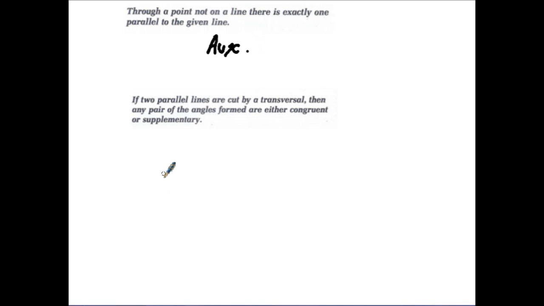Now, our next theorem. If two parallel lines are cut by a transversal, then any pair of angles formed are either congruent or supplementary. So no matter what, when we have parallel lines cut by a transversal, we're only going to have two options. They're either going to be congruent to each other, or they're going to be supplements of one another.